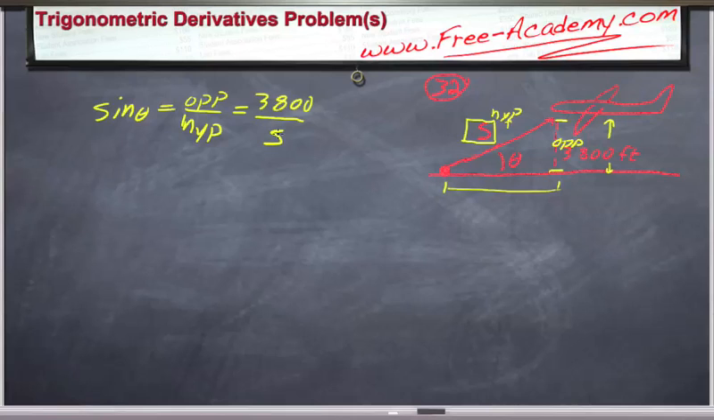Let's manipulate this formula into something we can do the derivative on and then go from there. Now we're going to cross multiply to give us S times the sine of theta equals 3,800. Now we'll divide through by sine of theta to get S equals 3,800 times 1 over sine of theta, which is equal to cosecant of theta.